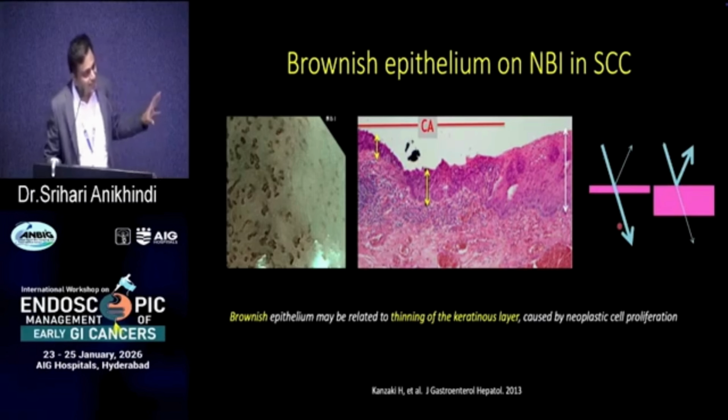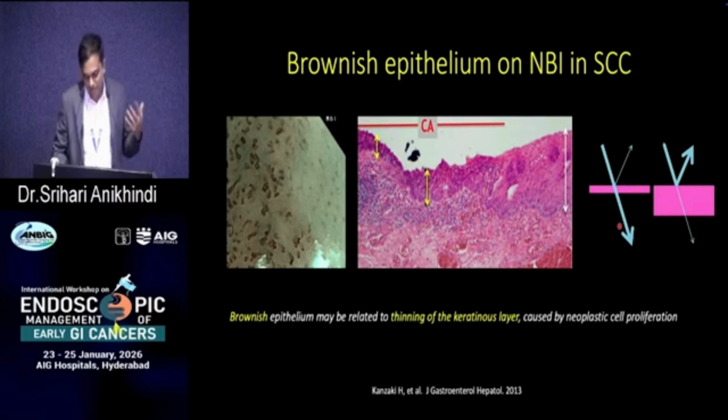Why does this lesion appear brownish? It is thought that there is a thinning of the overlying keratinous layer of the squamous epithelium, which gives it a brownish hue. So you'll see a typical brownish area on NBI.